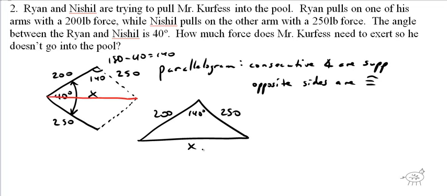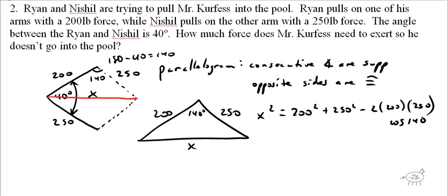And this is x. What am I going to use to figure out x? I can't use law of sines because I have no opposite ratios, so I'm going to use law of cosines. x squared equals 200 squared plus 250 squared minus 2 times 200 times 250 times cosine of 140. Please make sure when you're using law of cosines, you use cosine. We do all our work here, take the square root, and we get x equals 423.2 pounds.